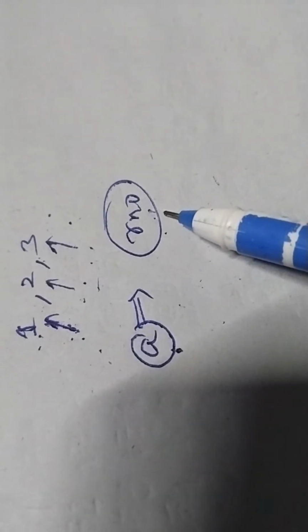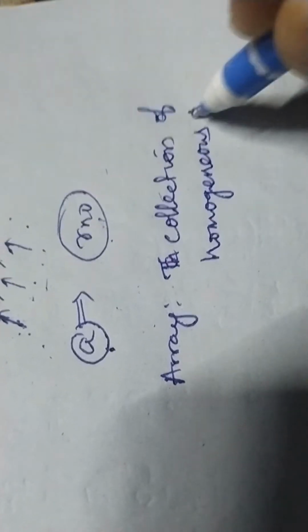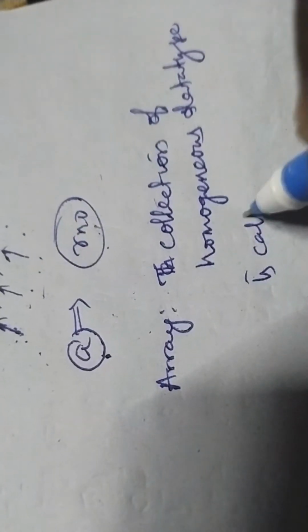What is the advantage of this? The maintenance of the program is very easy, and memory will not be wasted. That's why. So what is an array? An array is a collection of homogeneous data types. A collection of homogeneous data types is called an array. Thank you.